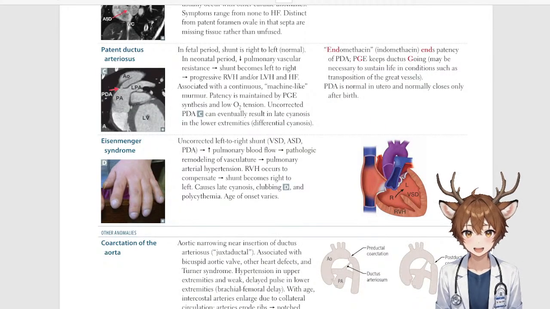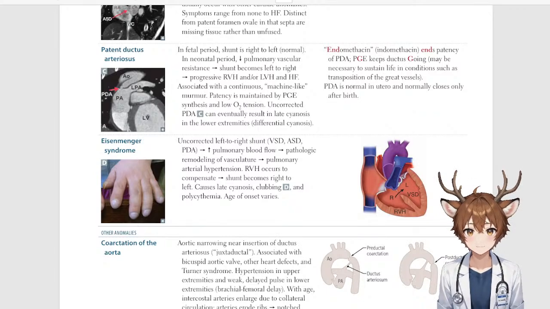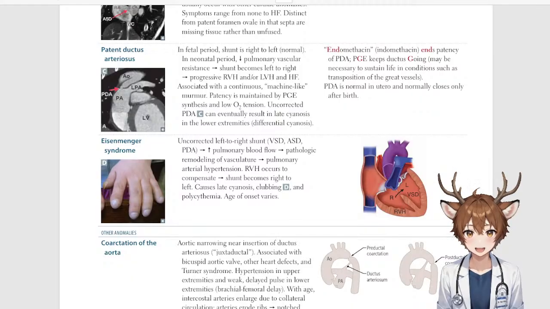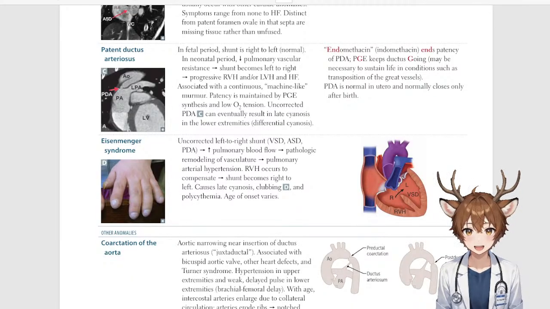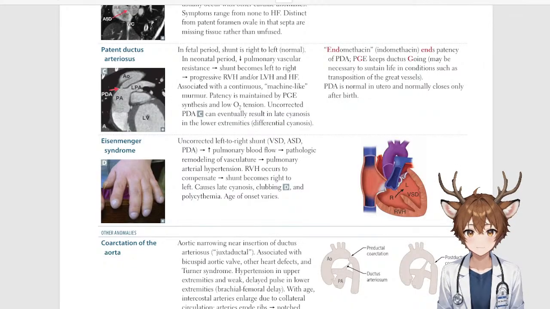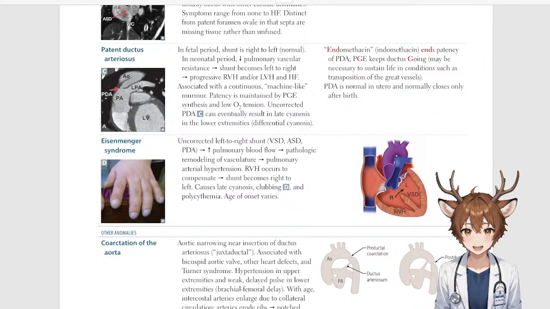Basically what's going on in a PDA is that the left ventricle has become dominant and the aorta is pumping lots of blood into the systemic circulation, and some of that blood is actually going into the pulmonary artery, and so it's causing problems like that. So something to be aware of.